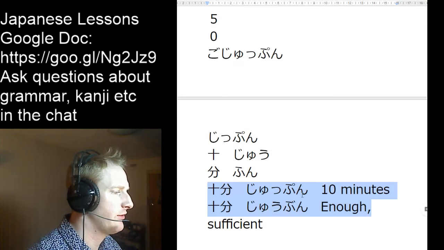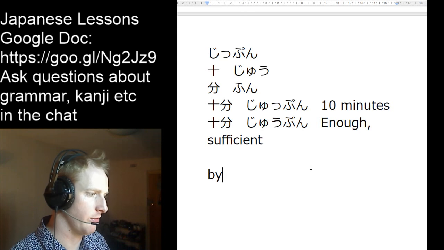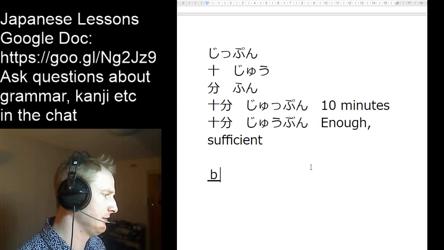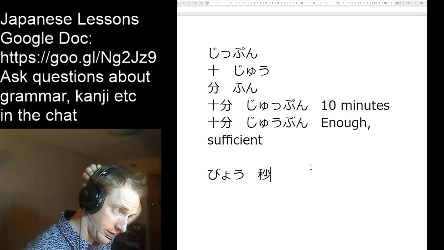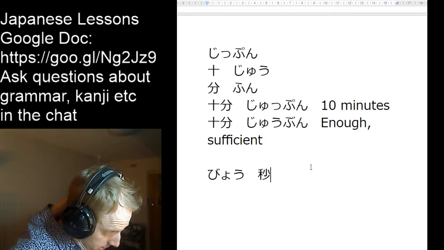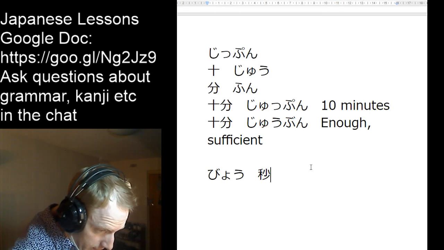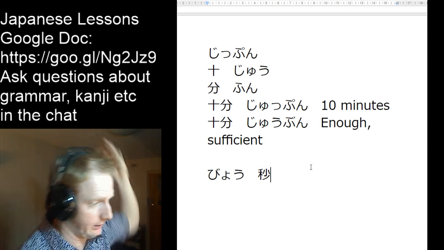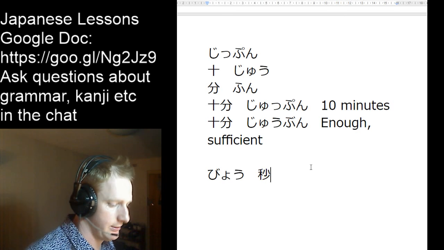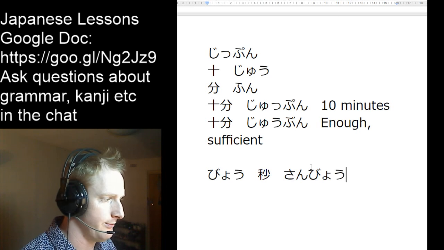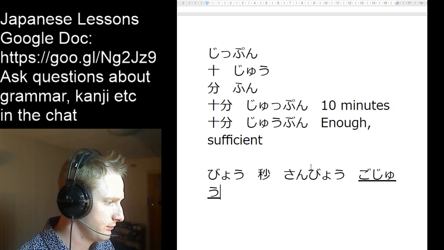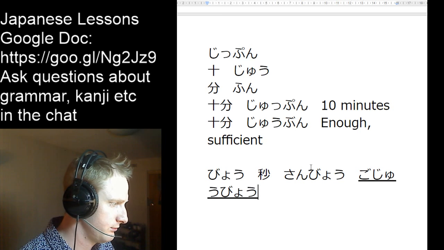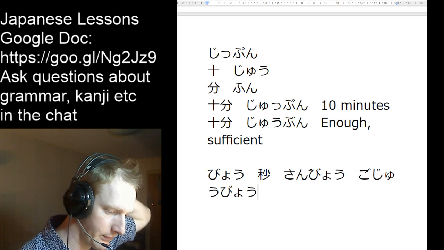Now, how do we do seconds? Seconds are not super important. You're not going to come across them that much. But it's this kanji here, byo, which means seconds. And then, yeah, there are no real exceptions for these. We just add the number. So 3秒, 3 seconds. 50秒, 50 seconds. So not much to do there.